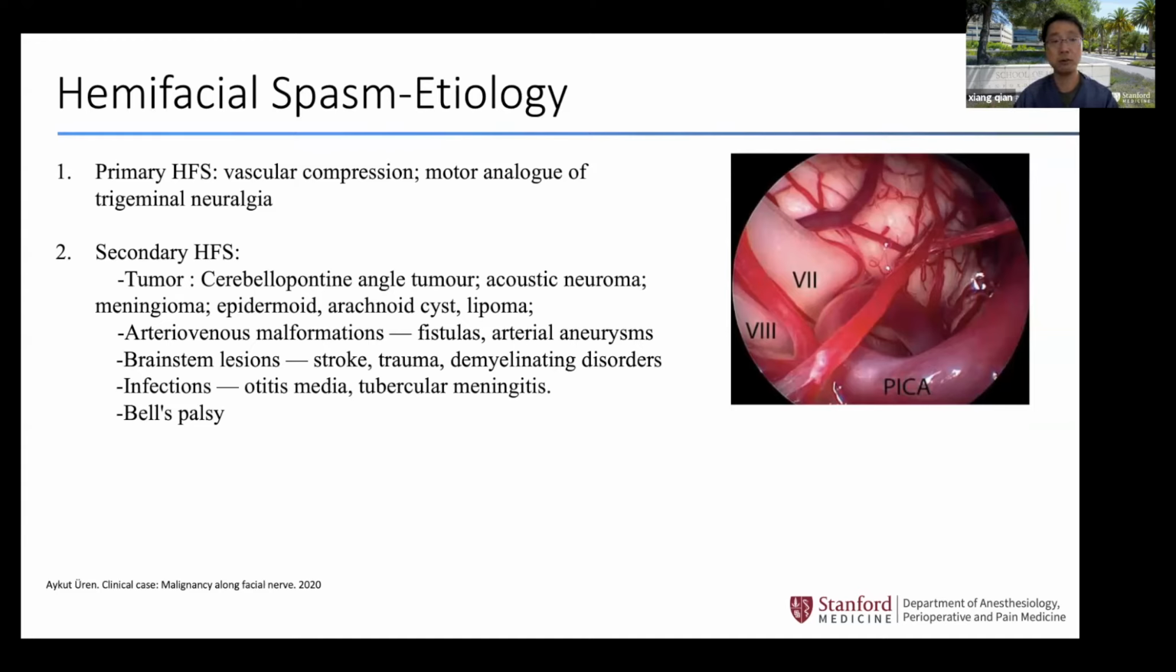But of course, there are other causes of hemifacial spasm, as well as secondary ones from tumor or AV malformation or brainstem lesion or infections, or Bell's palsy, a viral infection, where they have some nerve paralysis to start with. When they recover, it puts them at risk for spasms.